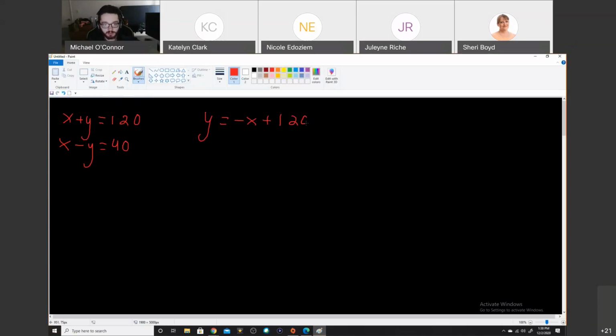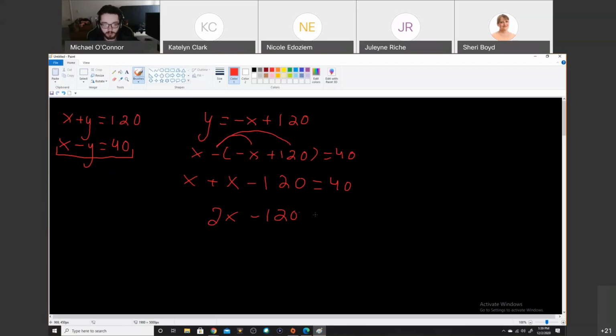And then I'm going to plug the y I got into this bottom equation here. So that's x minus negative x plus 120 is equal to 40. Then I'm going to distribute the negative out to both of these, so x minus, I'm sorry, x plus x minus 120 is equal to 40. Then combine like terms: 2x minus 120 equals 40. Add the 120 over, 2x equals 160, and then x equals 80.